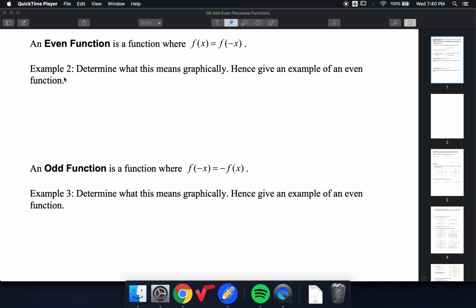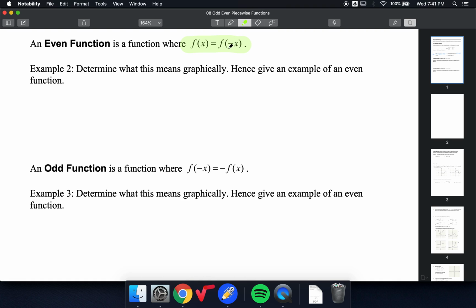Okay, so now we're looking at even and odd functions. The first thing that we need to know is that I don't want you to confuse this with an even polynomial. An even polynomial is something like x squared or x to the fourth. That's not the same thing as an even function. An even function has this definition, that f of x is equal to f of negative x.